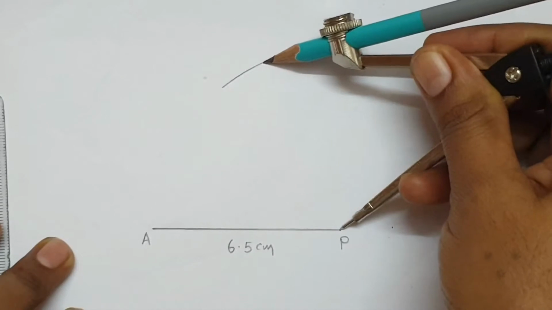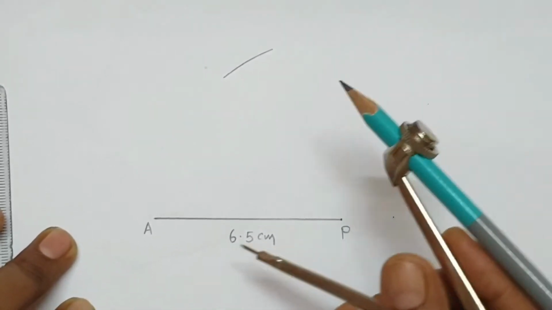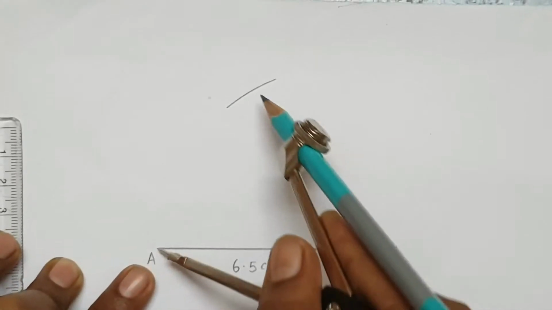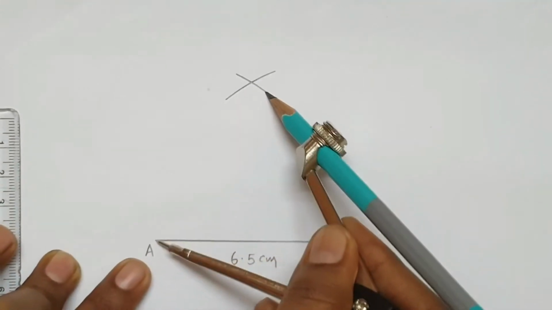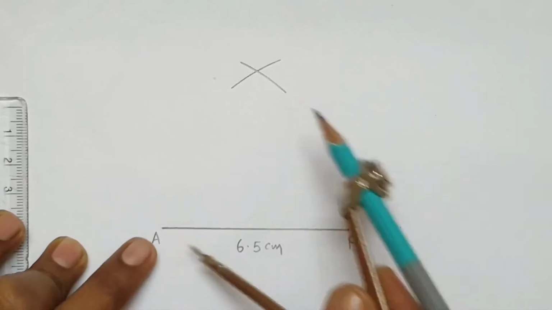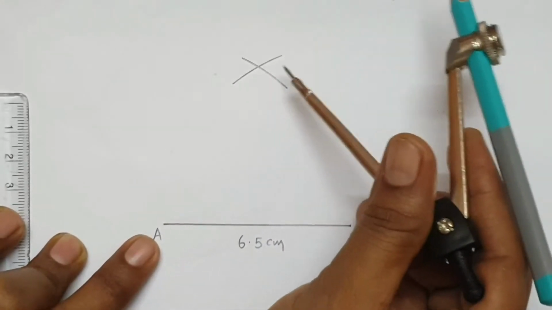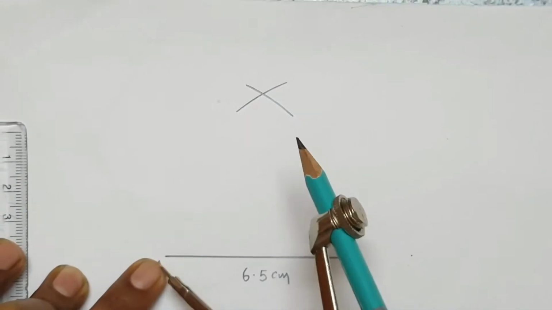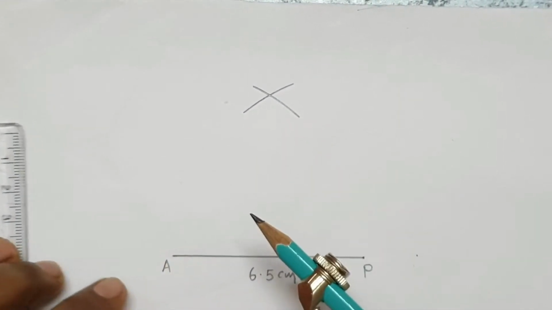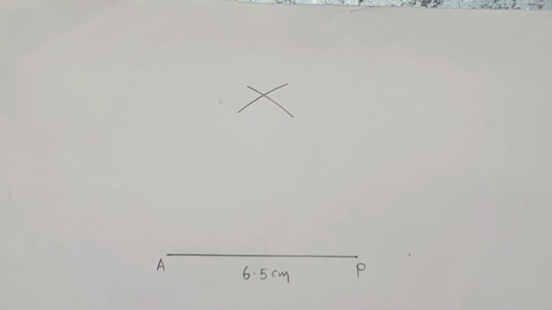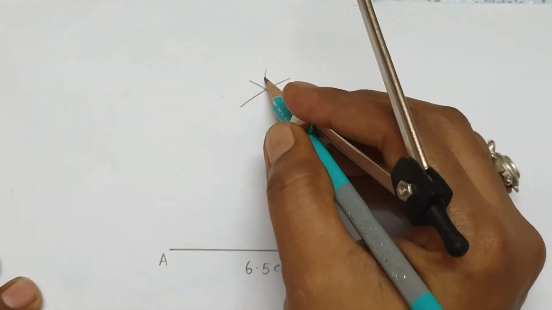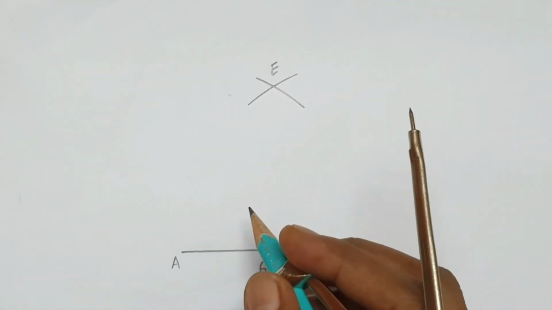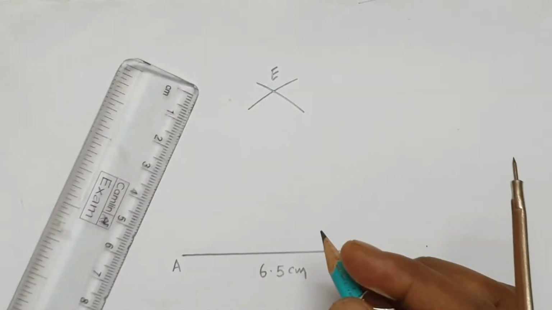Draw an arc. And next, AE is also 6.5 centimeters. With A as center, draw another arc. From P, 6.5 centimeters, one arc. From A, 6.5 centimeters, another arc. Now that intersection point is E. This point is E, capital E, right? Now join AE and PE.